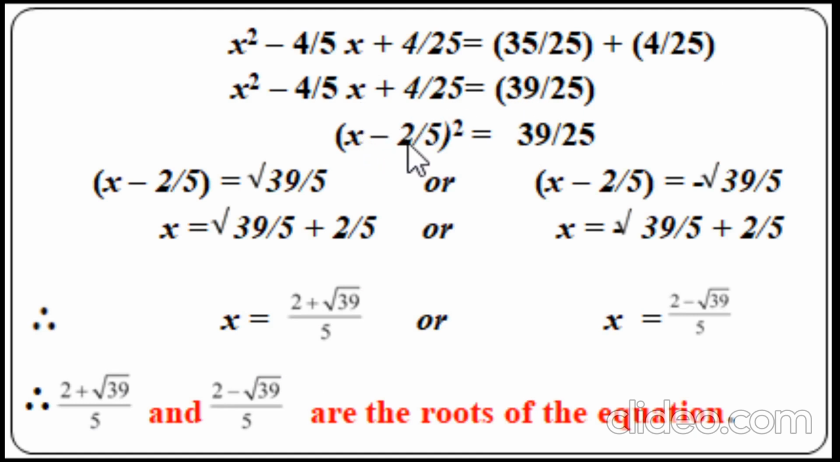We get x minus 2 upon 5 whole square is equal to 39 upon 25. By taking square root, we get x minus 2 upon 5 is equal to root 39 upon 5. And here it is negative root 39 upon 5. So by solving this, we get x is equal to 2 plus root 39 upon 5 and x is equal to 2 minus root 39 upon 5. Here only the numerators are interchanged. Here 2 is taken first and then minus root 39 is taken later.